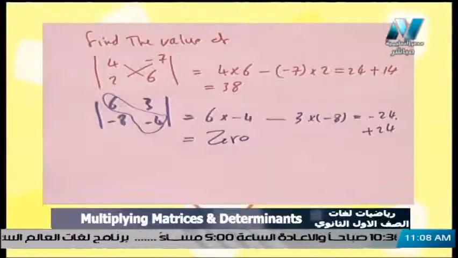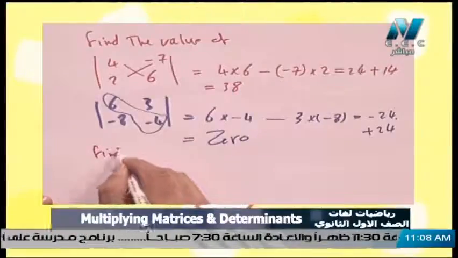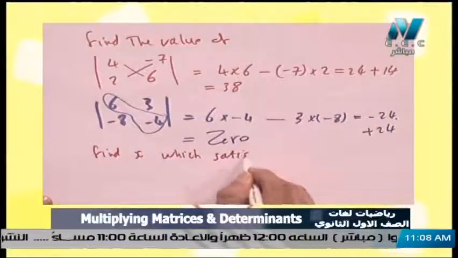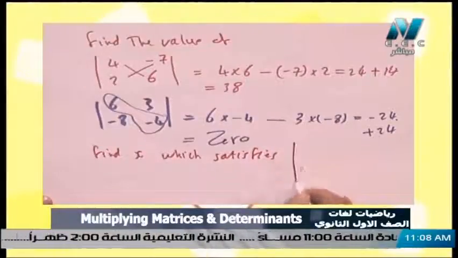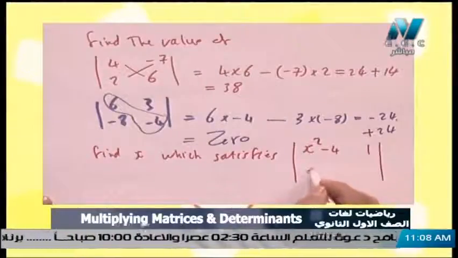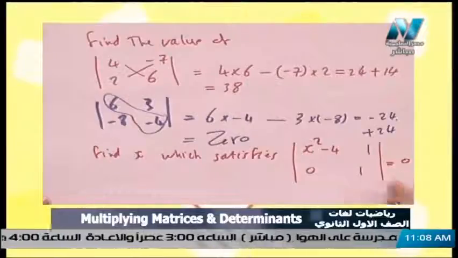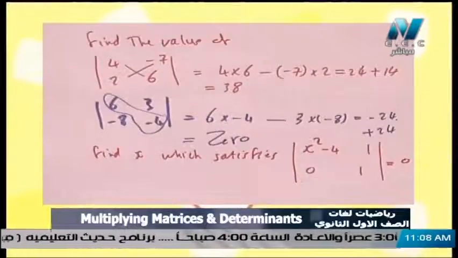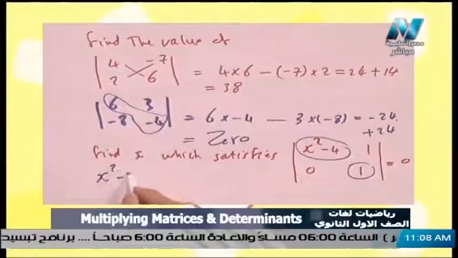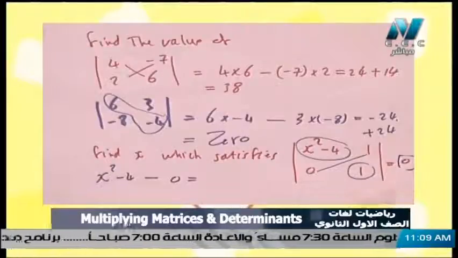Okay, we have some other questions here. Find the value of x which satisfies the determinant x power 2 minus 4, here 1, 0 and 1. This determinant equals 0. We have the value of this determinant equal to 0, so we'll use the definition. If we multiply x power 2 minus 4 by 1, it will be x power 2 minus 4, minus 0 times 1 equals 0, and the answer will be 0 as he said.